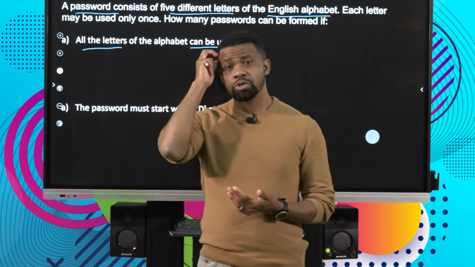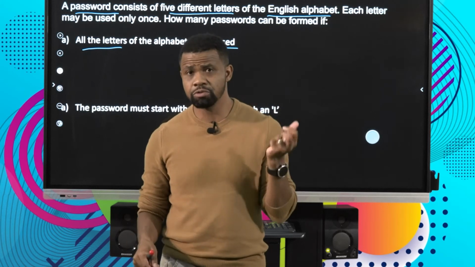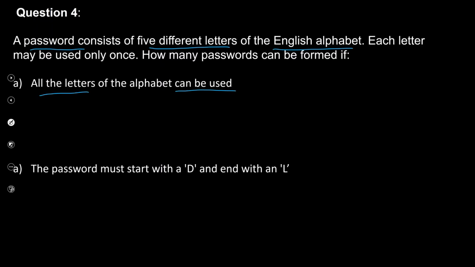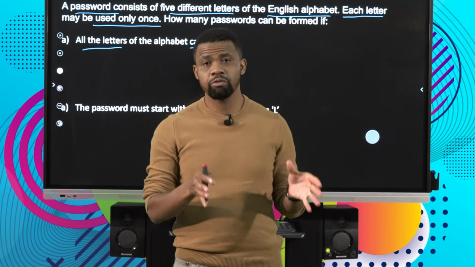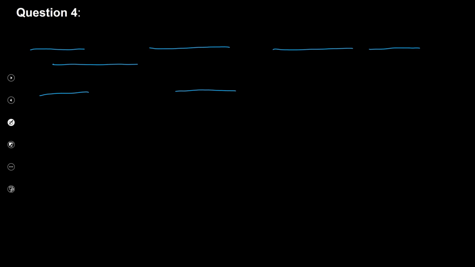So how many passwords can we get from that? This is a counting principle, so we have to apply the fundamental principle of counting. For a password of length 5, for the first position, how many letters can we choose? We have 26. But do we have to repeat them? It's very important that each letter may be used only once. If for the first letter I've used A, I cannot use A again. So this is counting without repetition, because I cannot use the letter I've used in the first position or the one I've used in the second, and so on. What does this look like? This is what we're going to have.